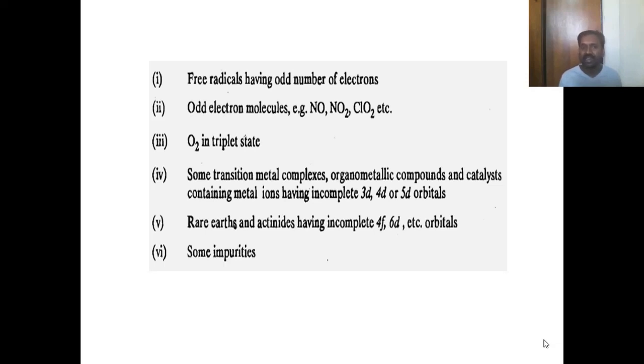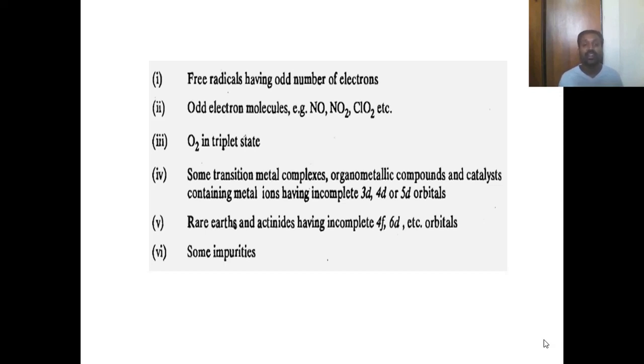Of course, the guess is correct: the free radicals, because free radicals are formed by homolytic bond cleavage, and the radical species will have an odd number of electrons. Free radicals are ESR active. There are even molecules which themselves contain an odd number of electrons. Example, NO, NO2, ClO2. And please remember, most of the time such molecules you cannot represent using Lewis structures. Such molecules are odd electron molecules.